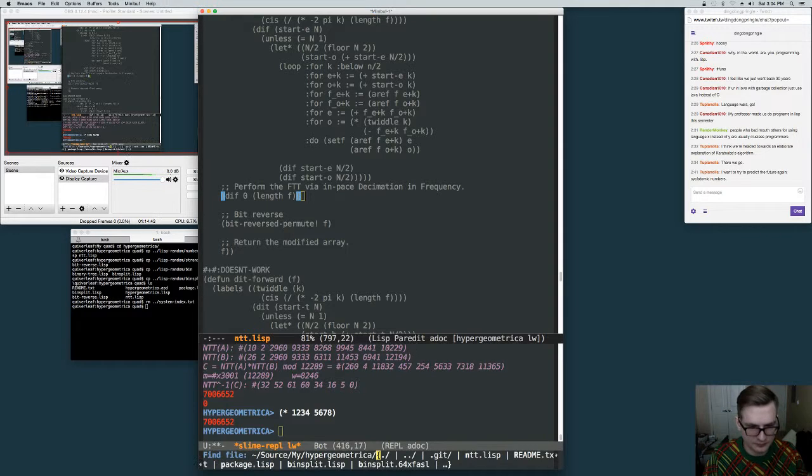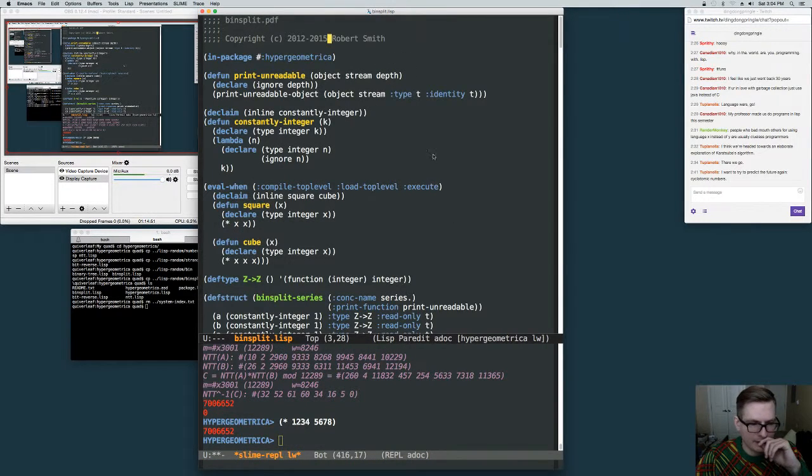So let's go back to our binary splitting. Like we said, binary splitting is going to be the main workhorse for how to compute series in our distributed computation stuff.